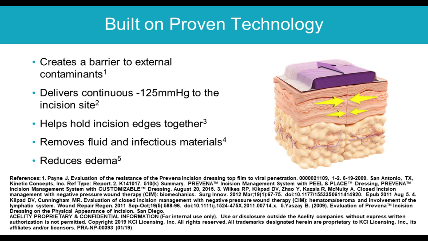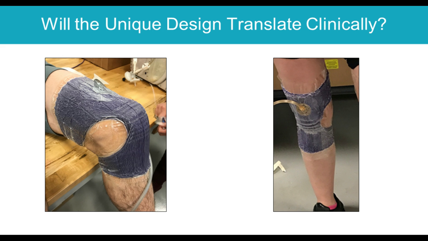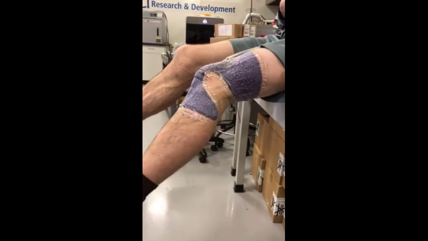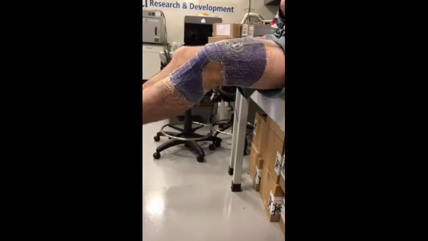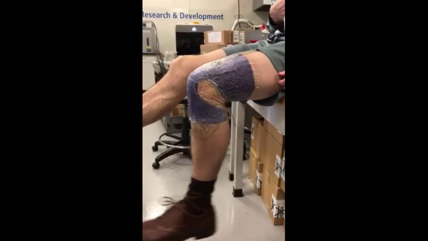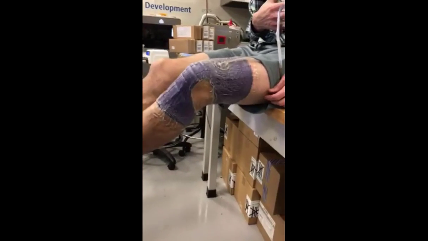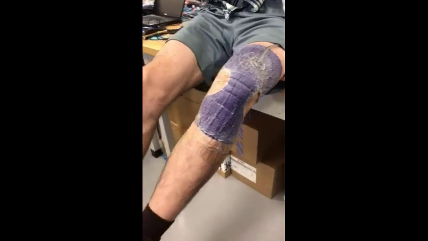It's built in the same proven technology as our previous incision management systems that I've been talking about throughout this presentation. And this is an example of one with a video showing one in a healthy human subject who didn't have surgery, showing how this conforms around the front of a knee and can allow flexion and extension without difficulty.